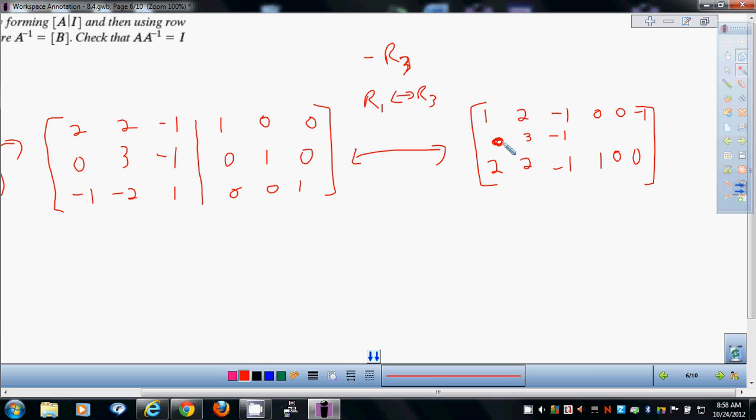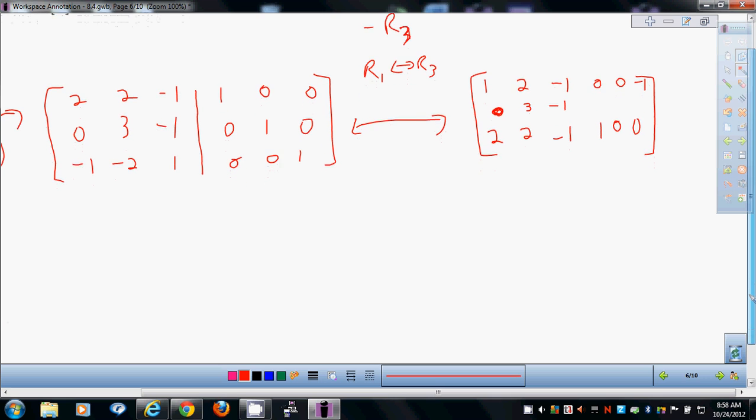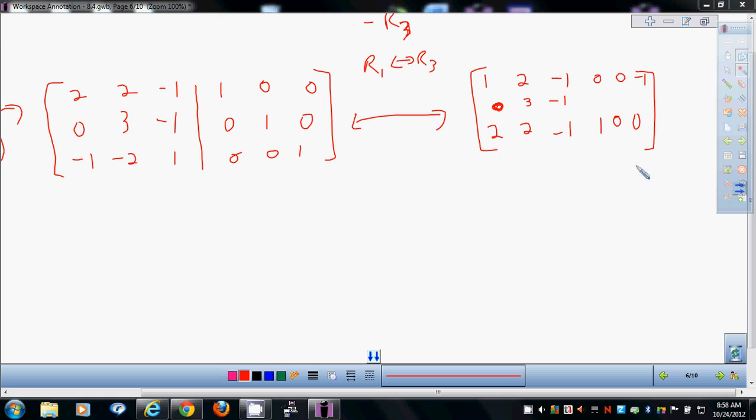Oh, forgot to put that second part. Nope, that's just going to be your inverse. You're just trying to get the left-hand side to look like the identity. That's our whole goal.